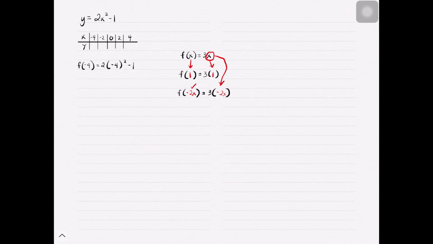That's the reason why when I say f at -4 this time with the function y equals 2x squared minus 1, we now have 2 times the square of -4 minus 1. So simplifying this expression, we now have 2 times 16 minus 1, and that gives us 32 minus 1, which is 31.